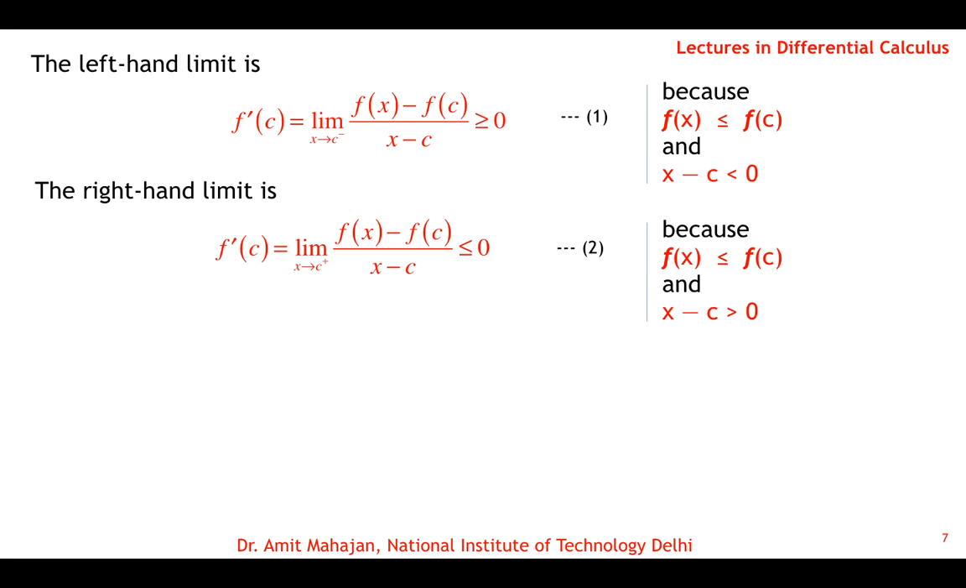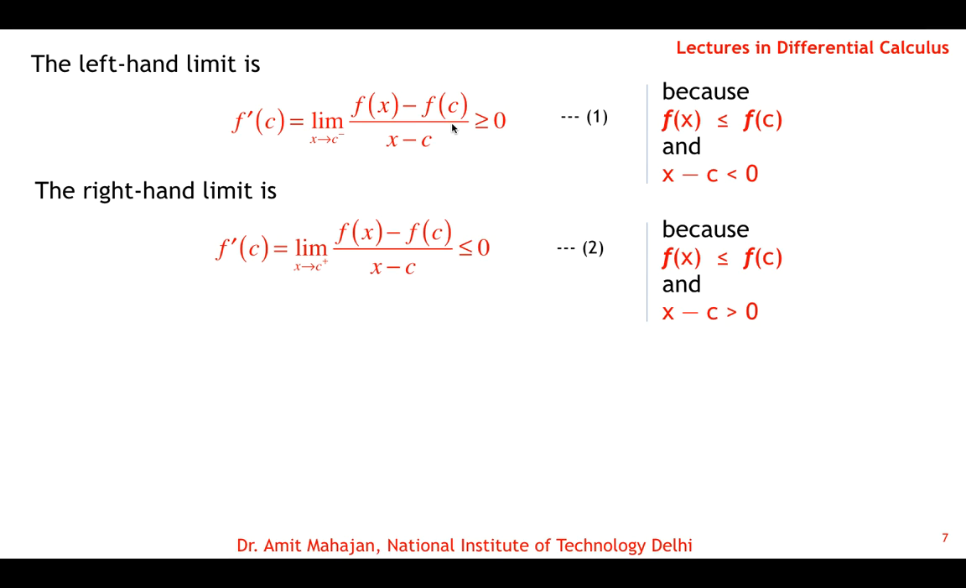Similarly, if we calculate the right hand limit, then again f c is greater than or equal to f x, but if x approaches c from the plus side, that means x lies to the right side of c, so x will be greater than the value of c, and so x minus c will be positive. Okay, so for the derivative value, which is equal to this limit value, the numerator is less than or equal to 0 and the denominator is positive. Okay, so this ratio as the limit approaches is less than or equal to 0, that means the derivative at c cannot be positive.